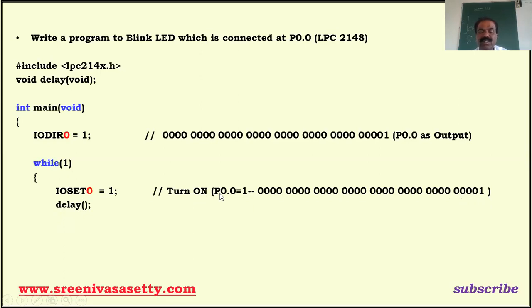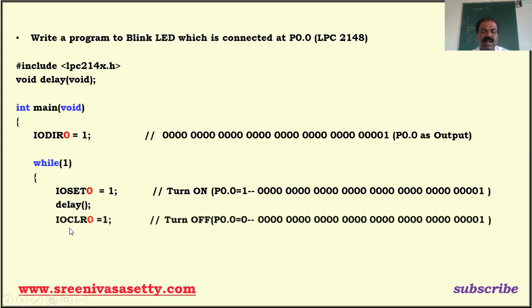If you want to notice whether it's on or off, provide some delay of some seconds, say 1 second. We can modify this delay also. Then IO clear equal to 1. So what is the binary equivalent of 1? This is the binary equivalent of 1. If you write 1 to the IO clear register, it makes P0.0 equal to low, means this becomes low, then the LED becomes off.